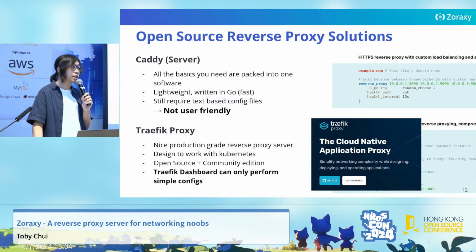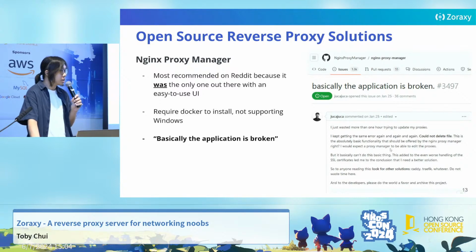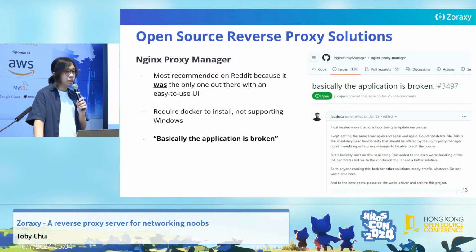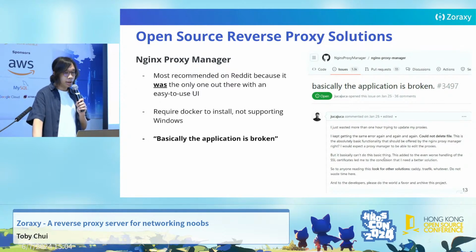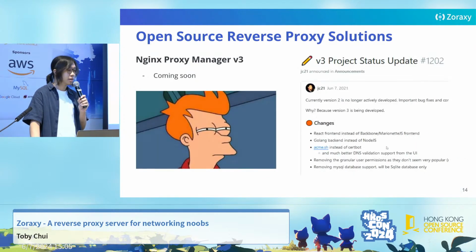So if you ask the question on Reddit, like what is the best reverse proxy server you recommend, most Redditors will tell you to use Nginx Proxy Manager because it was the only one out there with a decent UI. But the downside of NPM, or Nginx Proxy Manager, is that it requires Docker to install, and if you're running on Windows, then you will see a lot of networking and NIC kind of issues. And from 2021, this project is rarely maintained, so most of the recent issues are complaining the application is broken.